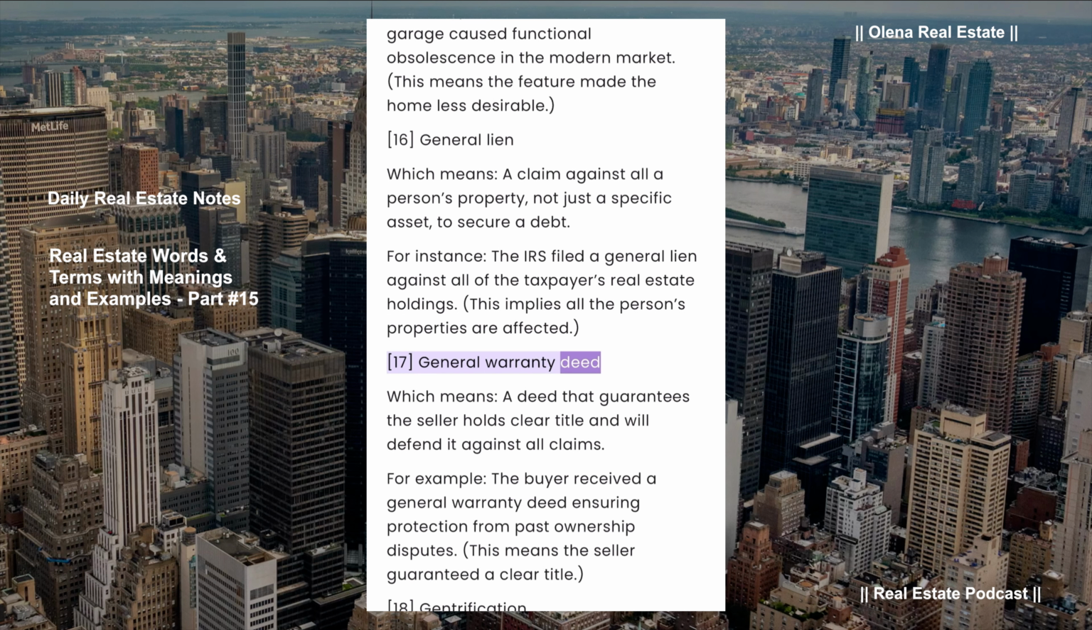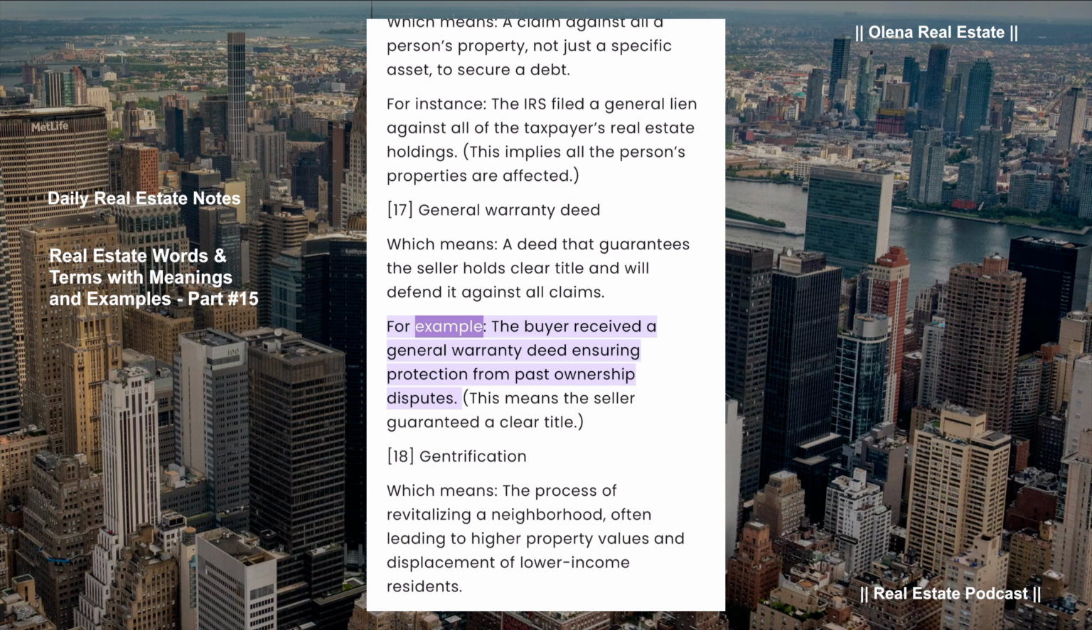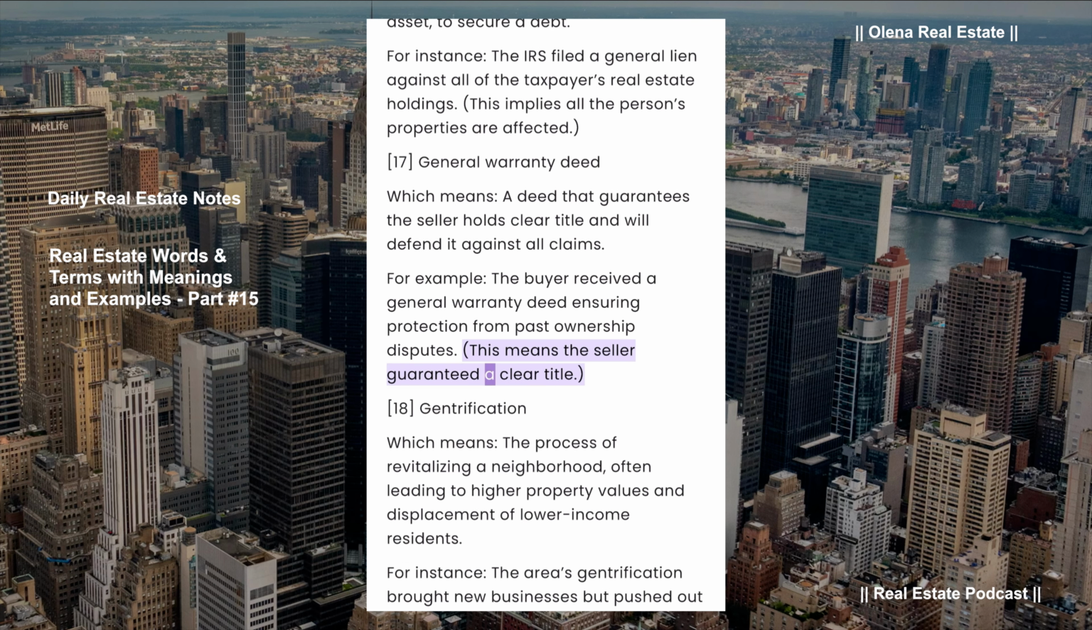General warranty deed, which means a deed that guarantees the seller holds clear title and will defend it against all claims. For example, the buyer received a general warranty deed ensuring protection from past ownership disputes. This means the seller guaranteed a clear title.